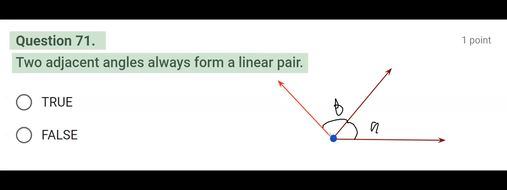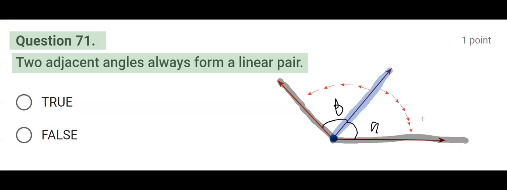As I can see, we have a common vertex for this. The second condition is that they must have a common arm. That is also true. This arm is there in both the angles, angle A as well as B. And the non-common arms should be on either side of the common arm, which is also correct. One arm is to this side of the common arm and the other is to this side. So they are adjacent angles.